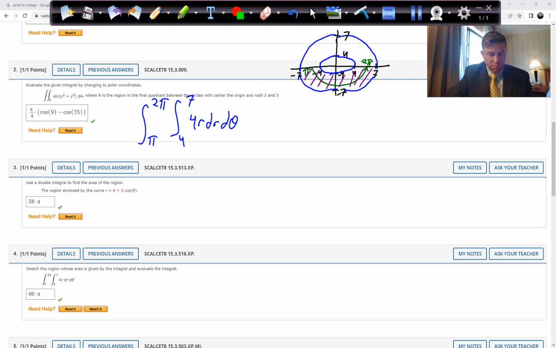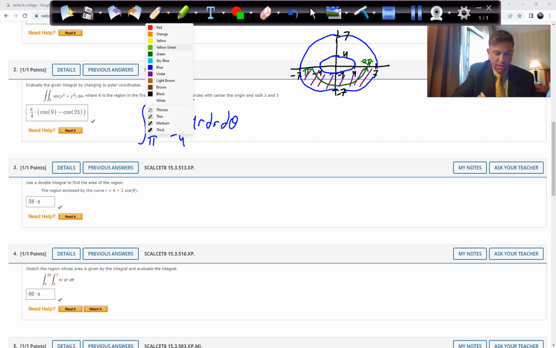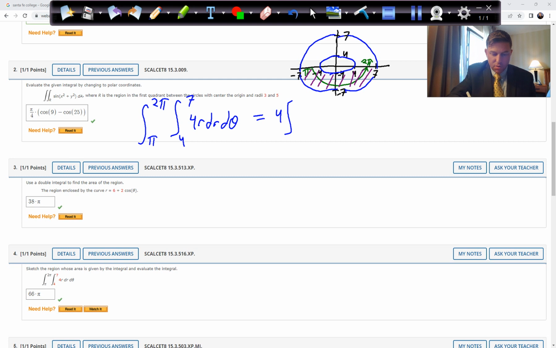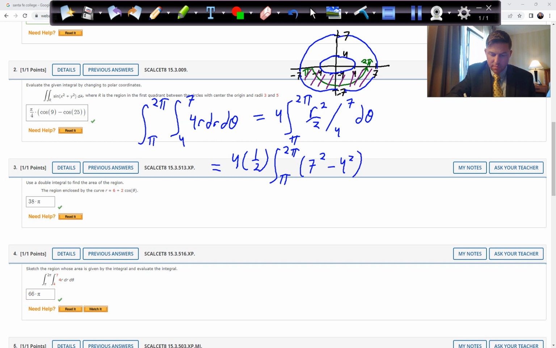Now let's perform this antiderivative. So we would have, let's just pull 4 out of the whole thing. Integral from pi to 2 pi. Antiderivative of r would be r squared over 2. And that's going to now be evaluated from 4 to 7. And that's d theta. So let's pull out the 1/2 also. So this is 4 times 1/2. And we're going to get pi to 2 pi. And now it's going to be 7 squared minus 4 squared, d theta.